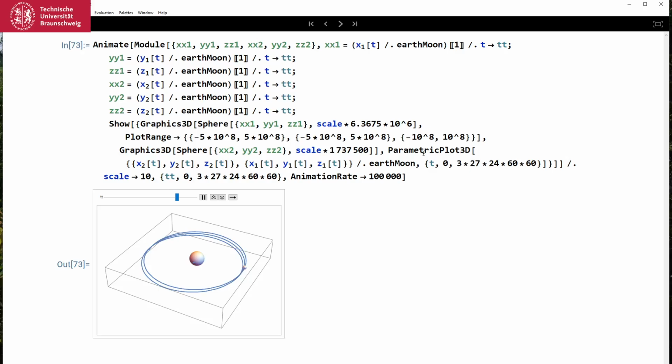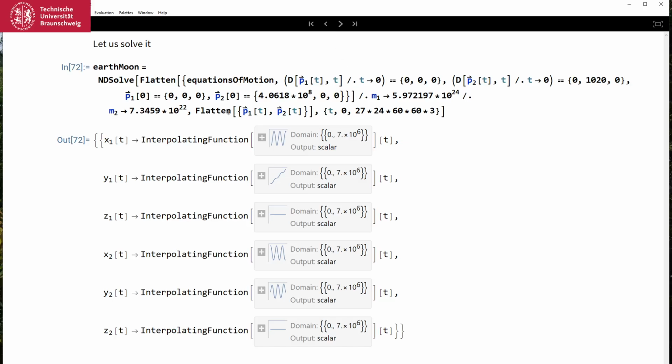Okay, why do we have some shifts? There's a very simple reason for this. When we set the initial conditions, the velocity of Earth is 0 and the velocity of the moon is non-zero. Then the momentum of the entire system is non-zero, right? So the entire system has to move.